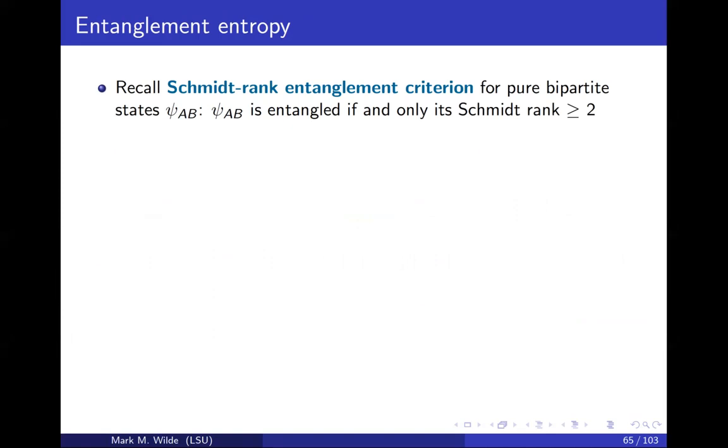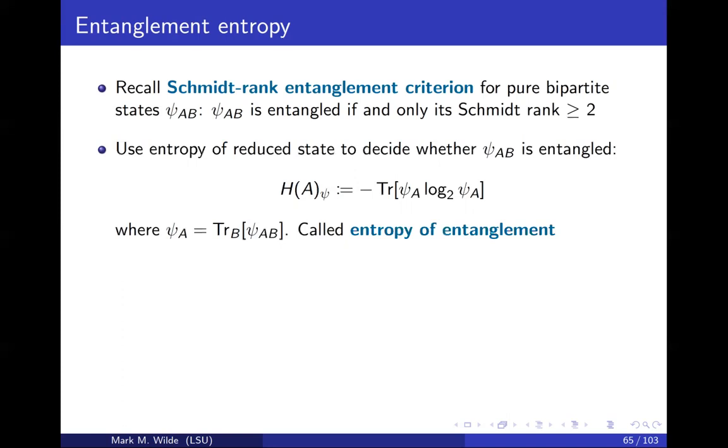So the Schmidt-rank entanglement criterion that we talked about earlier says that a pure state psi is entangled if and only if its Schmidt rank is greater than or equal to 2. We can then use what's called the entropy of the reduced state to decide whether psi AB is entangled. So the entropy is this formula. This is one of the most famous formulas in all of science. It appeared in a movie called Arrival.